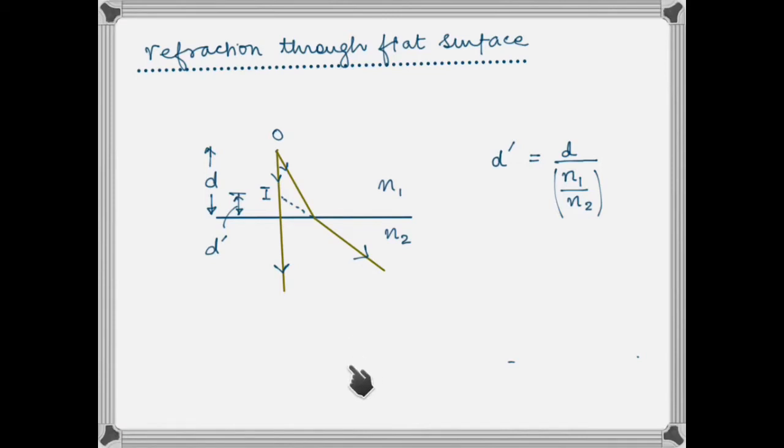Now the observer here will feel that these rays are coming from this point. So the observer here will see the object here. So this point is the image. Suppose the object distance is d from the interface and the image distance is d dash, and light is originally in N1 medium and then in N2 medium. It's going from N1 to N2. So the relation among all these quantities is found to be this: d dash is equal to d upon N1 by N2. Let's see the proof of it.